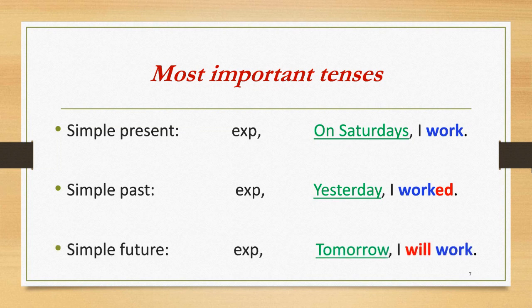The third tense is the simple future. Next year is the future. In 2050 is the future. For example, tomorrow I will work. When we talk about the future, we use the verb will.